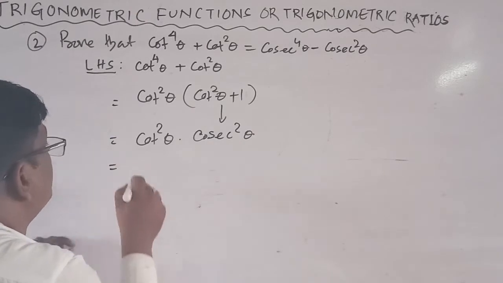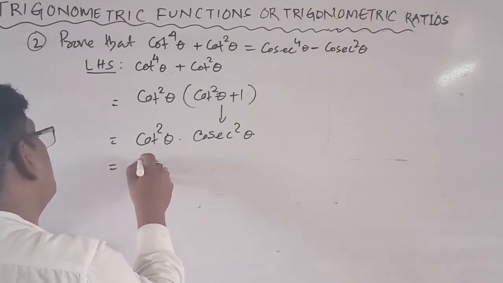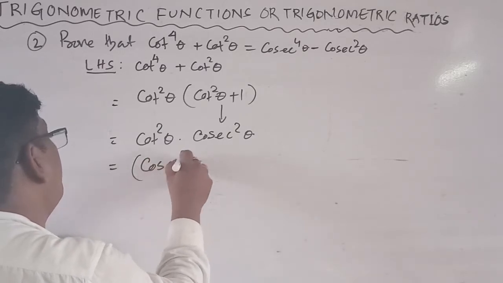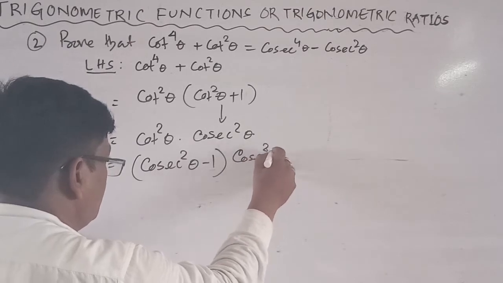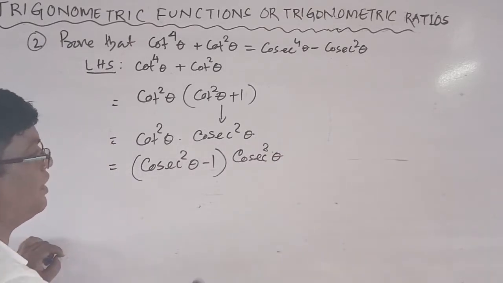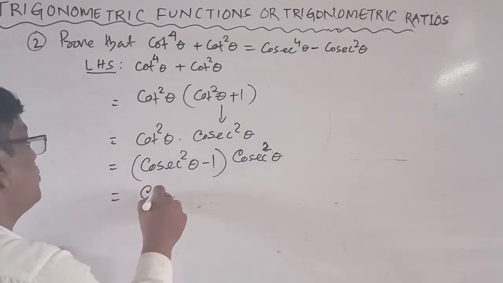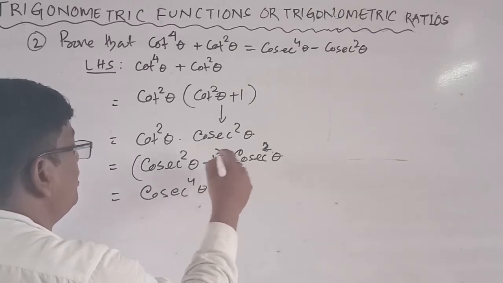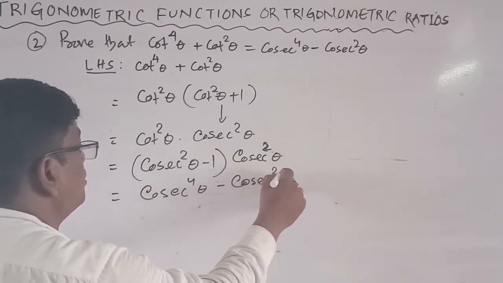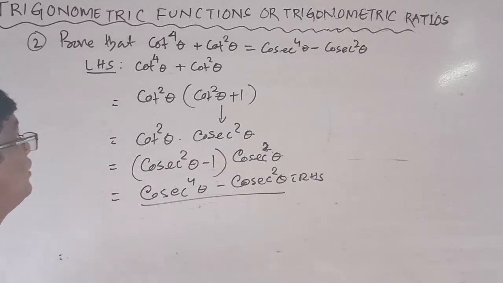That is, this is in cot form, so write in terms of cosec. So this is cosec square theta minus 1 into cosec square theta. So cosec square into cosec square, cosec 4 theta minus 1 into cosec square theta, that is cosec 4 theta minus cosec square theta. This is RHS. This is question number 2. Now question number 3.